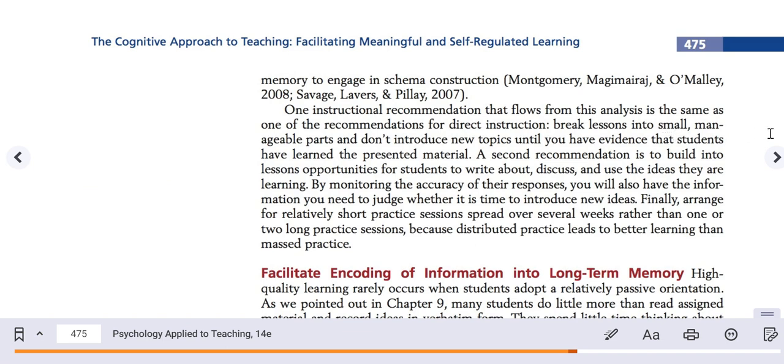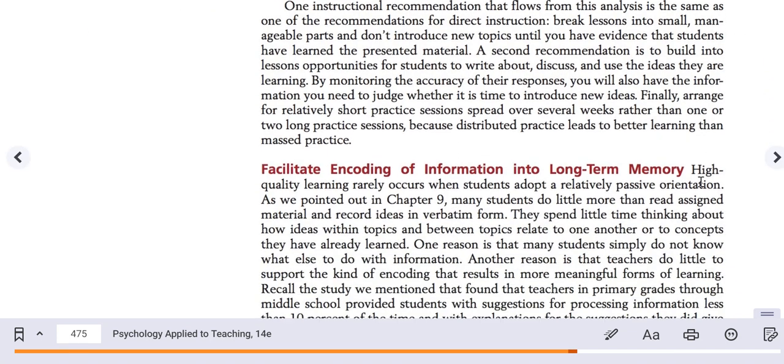One instructional recommendation that flows from this analysis is the same as one of the recommendations for direct instruction. Break lessons into small, manageable parts and don't introduce new topics until you have evidence that students have learned the presented material. A second recommendation is to build into lessons opportunities for students to write about, discuss, and use the ideas they are learning. By monitoring the accuracy of their responses, you will also have the information you need to judge whether it is time to introduce new ideas. Finally, arrange for relatively short practice sessions spread over several weeks rather than one or two long practice sessions, because distributed practice leads to better learning than massed practice.